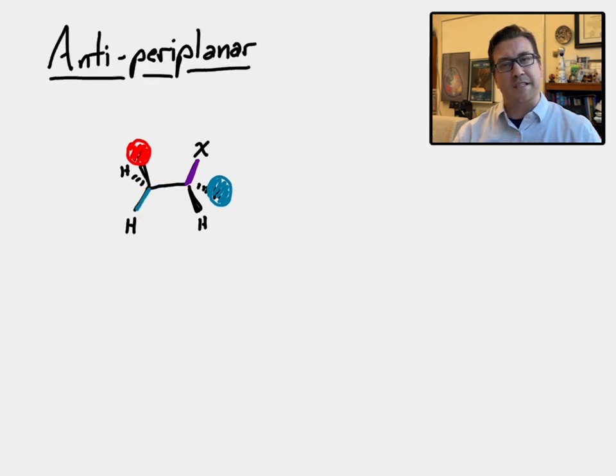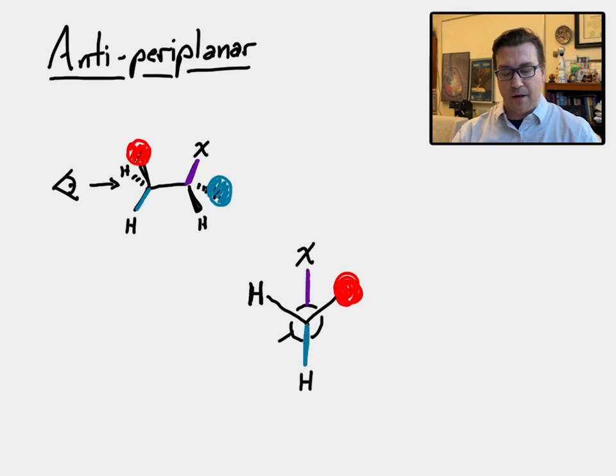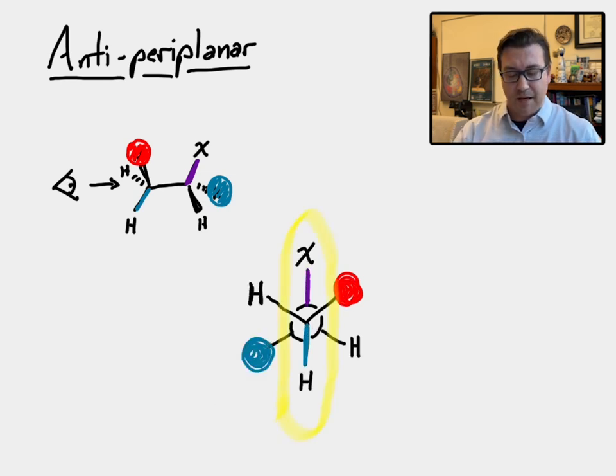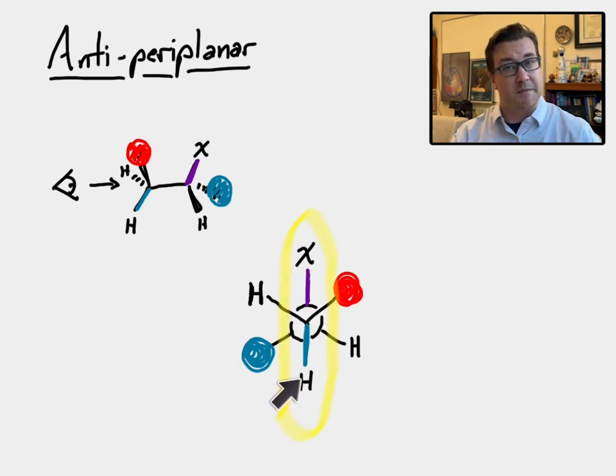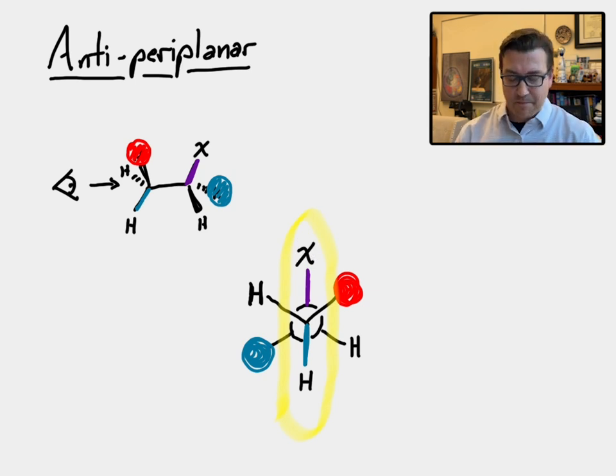This orientation is called anti-periplanar, and it's a really important orientation for us to think about. We can look at this as a Newman projection. If we look down this bond, we can see that the red ball and the blue ball are on opposite faces of this molecule, and this leaving group and this proton that's being abstracted are anti-periplanar. This is the orientation where the orbitals are best aligned.